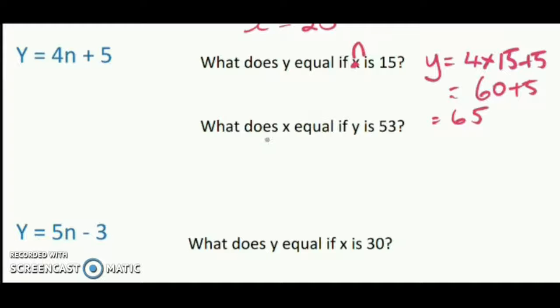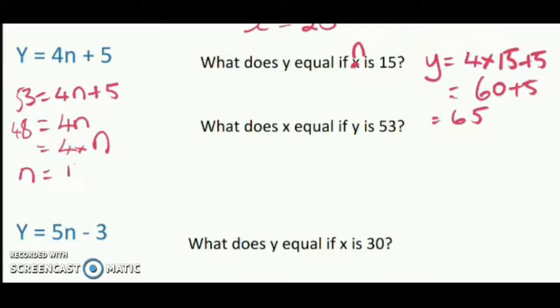But here's the ones working backwards. What would the x have been if y was 53? So if this was 53, 4 times something plus 5. Now if we hadn't added this 5 to this number, the 4n would have been here by itself, and that would have only been 48. So 4n, 4 times what is equal to 48? 4 times 12 is 48, so n is equal to 12.